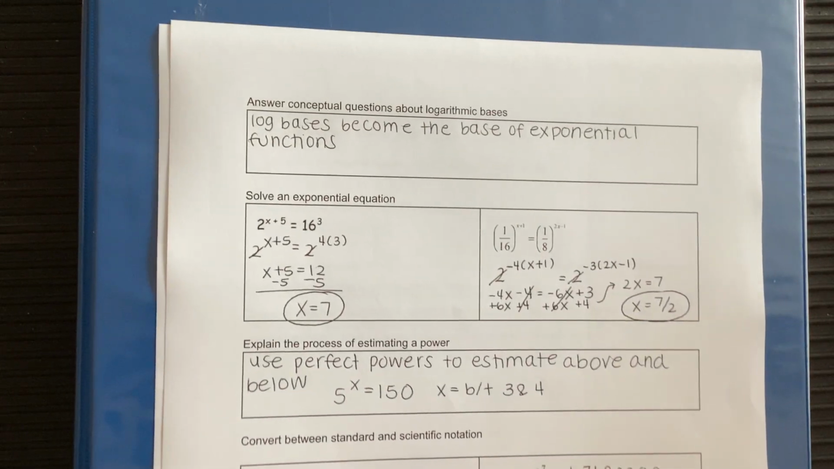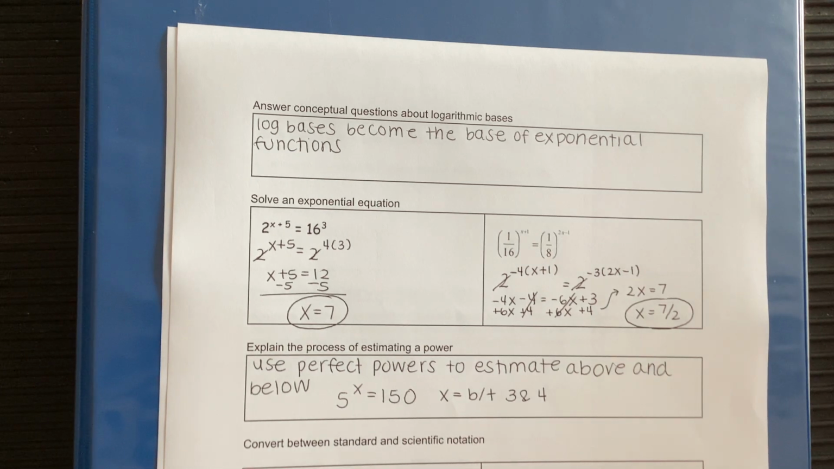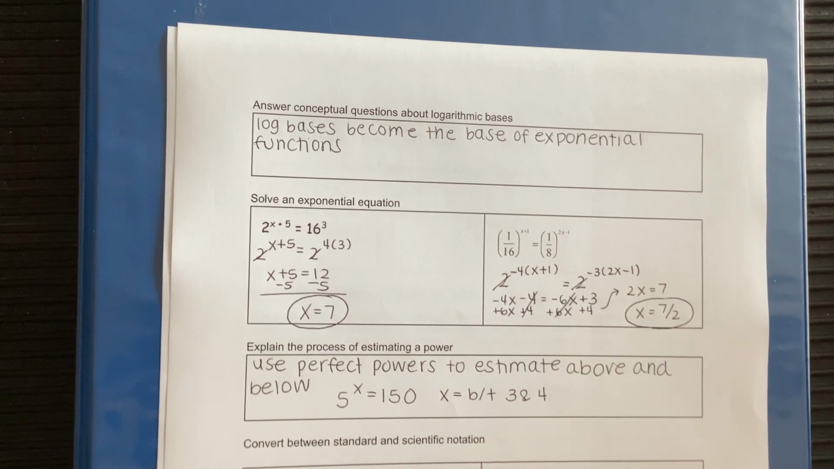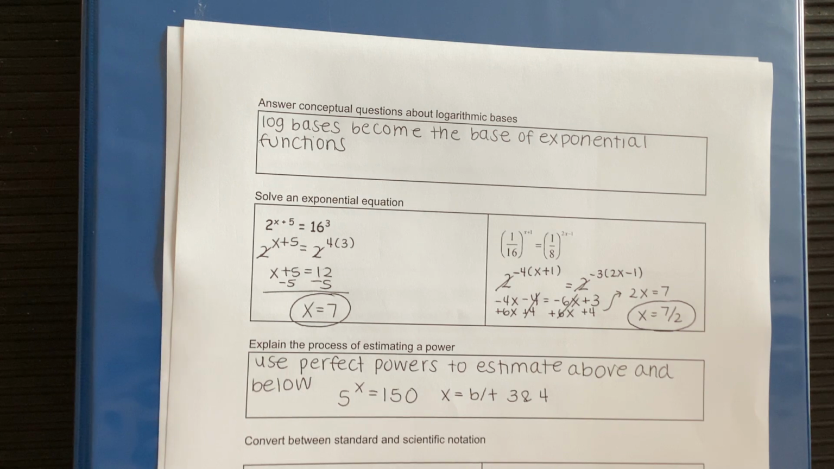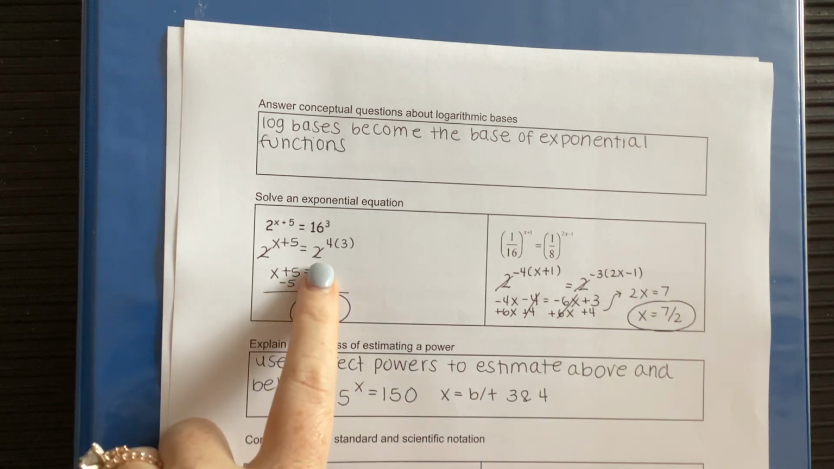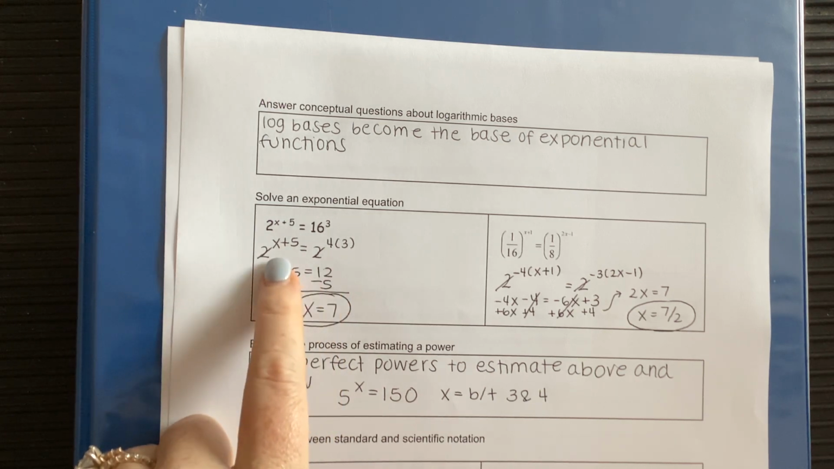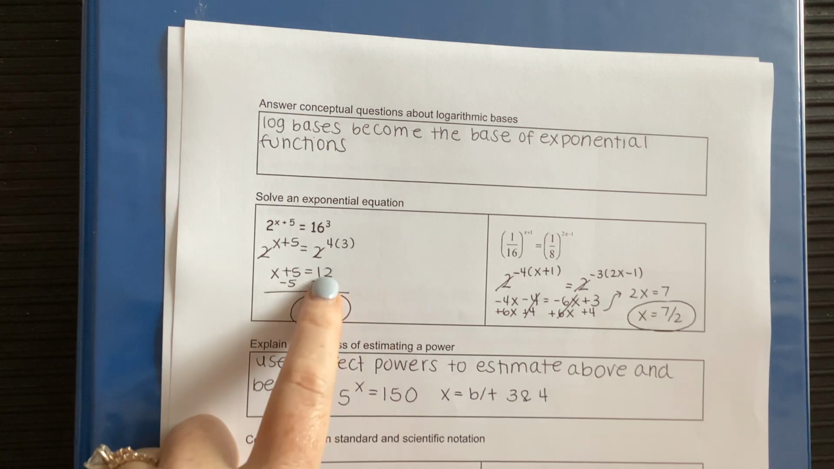Answer conceptual questions about logarithmic bases. Just understanding log bases always become the base of that exponential. And then solve exponential functions. So if you're asked to solve an exponential function, you have to solve them where they have the same base. So 16 and 2, all right, those obviously are not the same base. So you can rewrite 16 as 2 to the 4th. And now they have the same base. So you'll have x, you can cancel those out. X plus 5 equals 4 times 3 is 12.